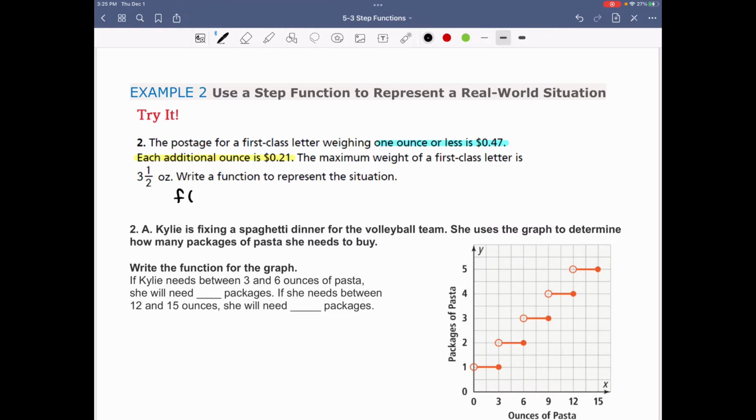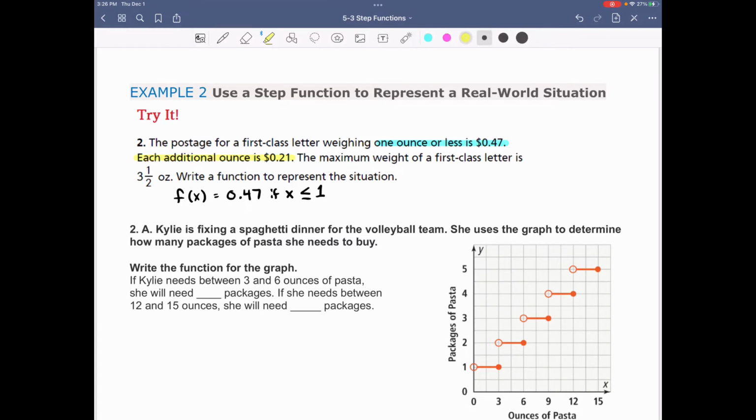So we have f of x. That's what we use for functions. And it says that 1 ounce or less is 47 cents. So it just equals 47 cents if the package or the letter that we're sending is less than or equal to 1 ounce. And that's how we write that inequality. So if x is less than or equal to 1, we don't need to do any math. It's just 47 cents.